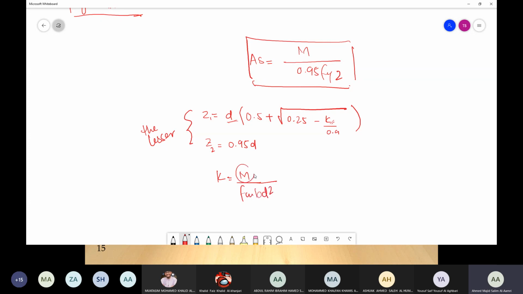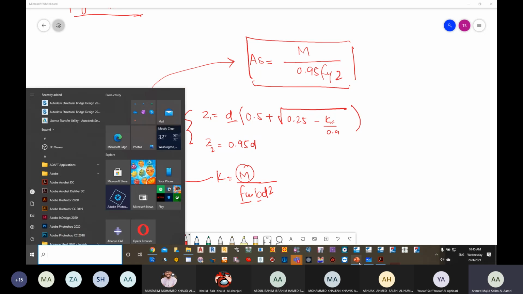Now you can see M is already with us. fcu is the grade of concrete, so it's with us. B is the width. We have assumed always the slab is having a width of 1 meter, so it's already there. D has been calculated as well. So now all the items are available to calculate K. So first, we need to calculate K in order to calculate Z, and then we'll be able to calculate AS. So start with K, after K we'll go for Z, after Z we'll go for AS.